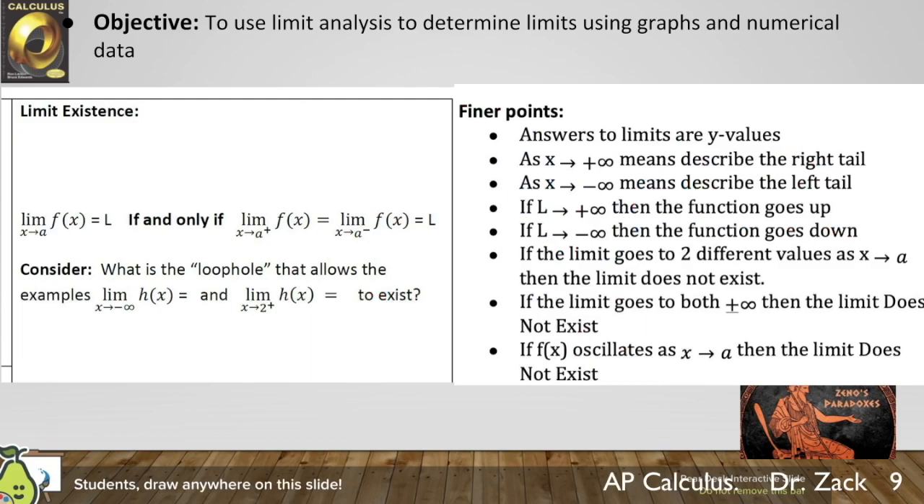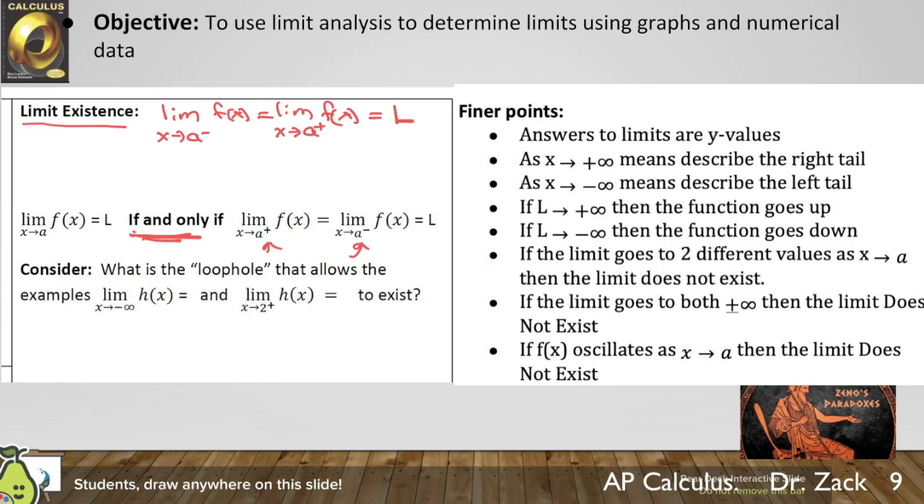So from our previous work, we can see that there's definitely going to be some sort of limit existence idea. If we take the limit as x approaches a from the left of our function, and that equals the limit as x approaches a from the right of our function, and they're both said to equal L, then the limit does exist. Our limit will exist if and only if the left side is equal to the right side is equal to some number L.